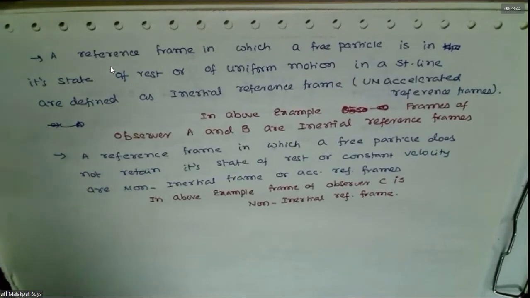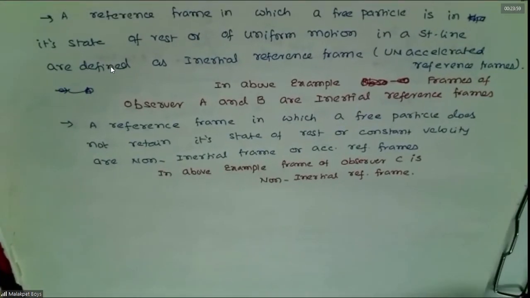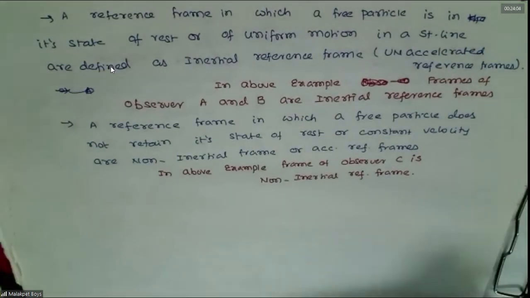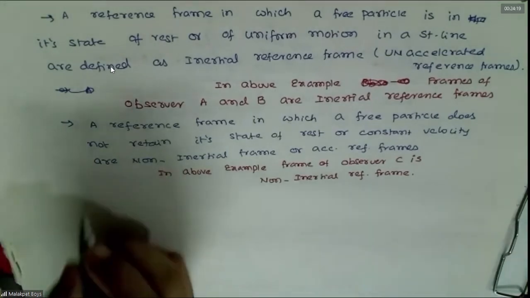Now, can Earth be considered as an accelerating frame or an inertial frame or non-inertial frame? Non-inertial. Why? Because it rotates constantly. Even strictly speaking, Earth is also non-inertial. Understood this?